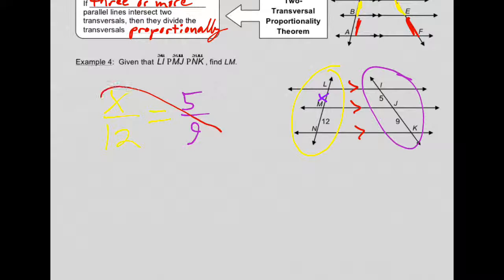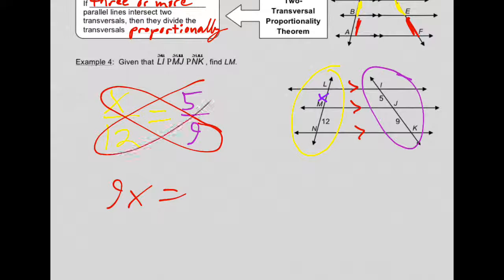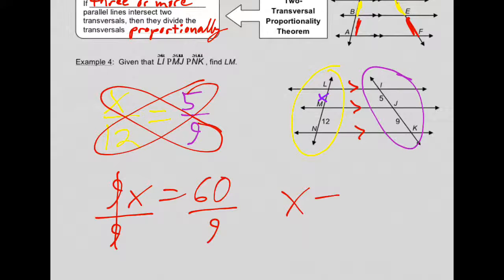Now I just cross multiply. 9x equals 12 times 5, 60. I divide both sides by 9, and these two 9's cancel out. So x equals 6 repeating. Alright? I'm not sure why they're throwing all these decimals at us today, but that's the deal.